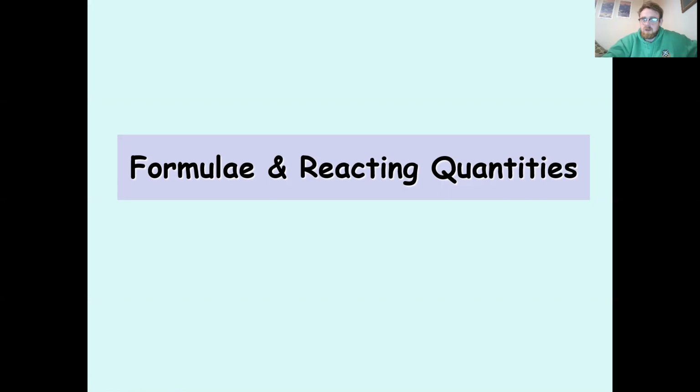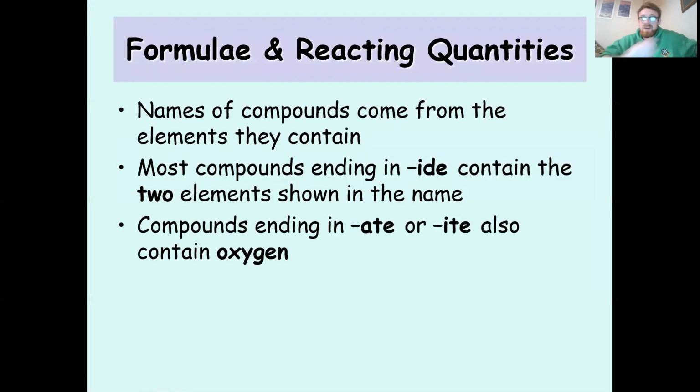Okay, so naming compounds. Names of compounds come from the elements they contain. So if something ends in IDE, it contains only the elements in the name. So magnesium oxide contains magnesium and oxygen. Sodium chloride contains sodium and chlorine.